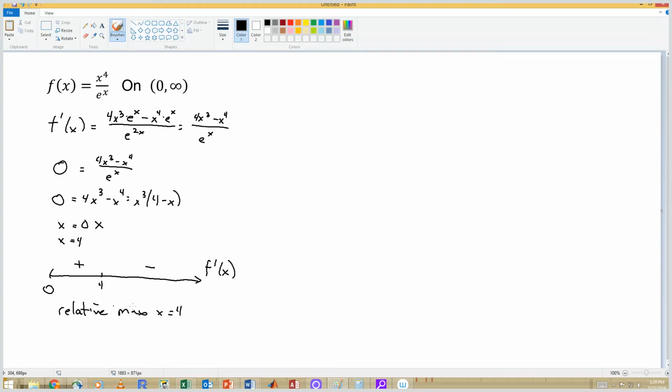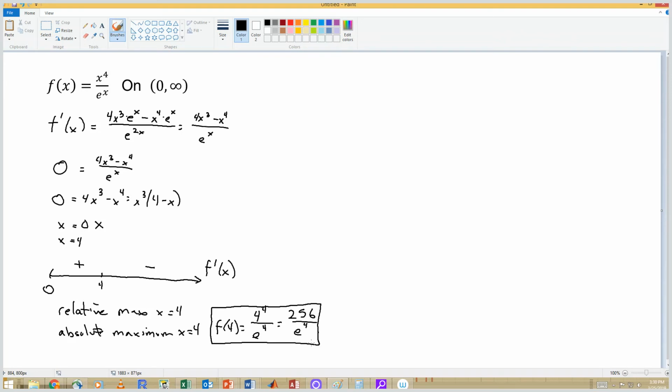And of course, since this is our domain, the function's only increasing up to 4, so all function values between 0 and 4 are less than f of 4. And again, above 4, the function is only decreasing, so all function values above 4 are going to be less than f of 4, so we have an absolute maximum at x equals 4, and that would be f of 4. The absolute maximum is 4 to the power 4 divided by e to the power 4. Let's see, 4 to the power 4 is 256, divided by e to the 4. So that is our absolute maximum.